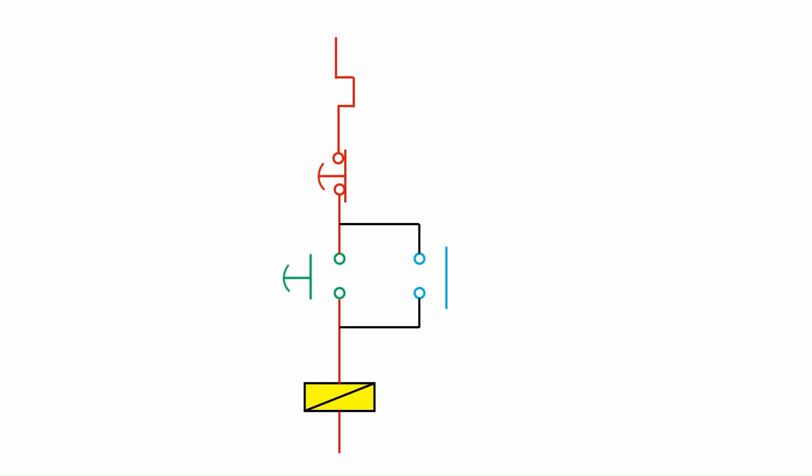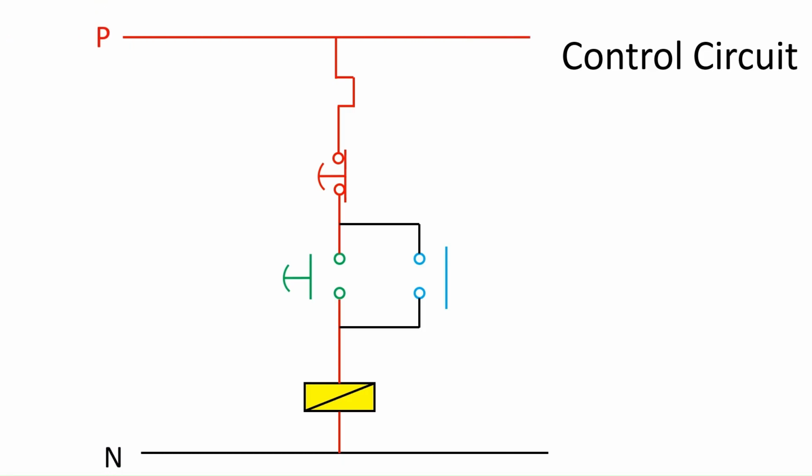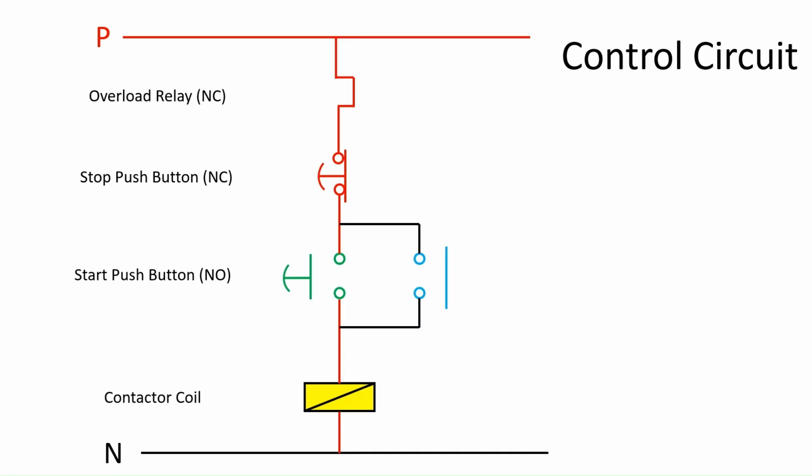The control circuit for a DOL motor starter consists of a stop push button which has a normally closed contact, a start push button having a normally open contact, a contactor coil, and an overload relay contact. All components are connected in series. It also consists of an auxiliary contact which is connected across the start push button.